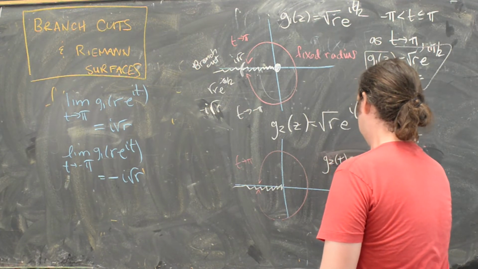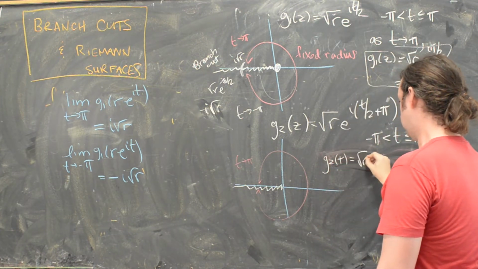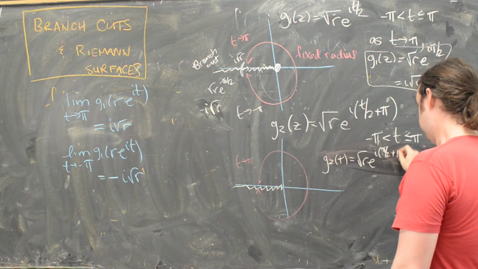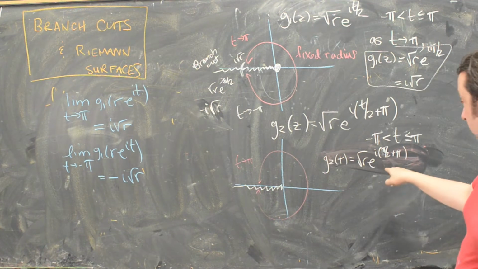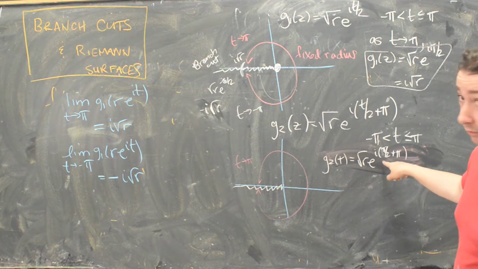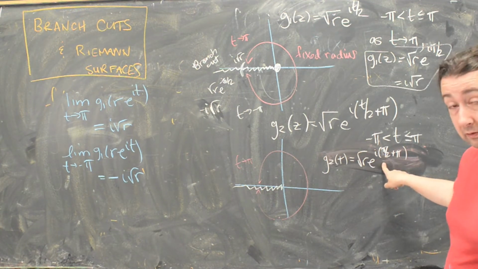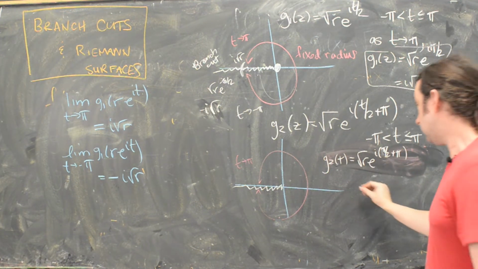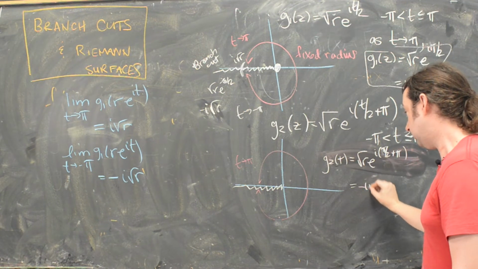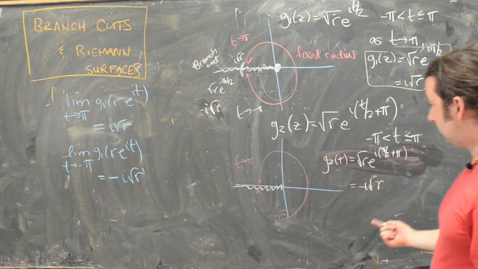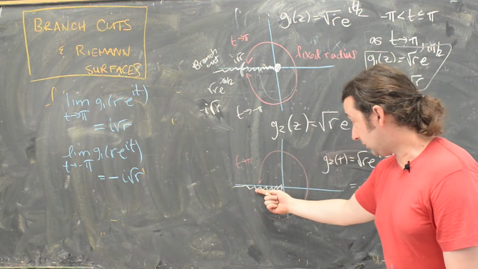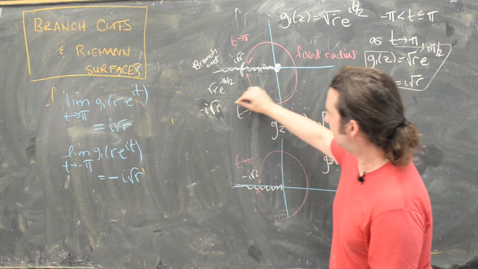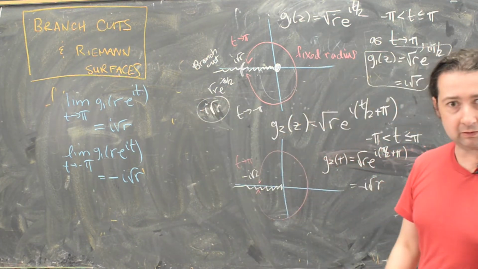g2 of t is root r e to the i (pi over 2 plus pi). And pi over 2 plus pi is 3 pi over 2. 3 pi over 2 corresponds to the point of the unit circle pointing down, which has coordinates 0, minus i. So this is minus i root r. So as we approach the branch cut from the top, we have minus i root r. And that looks familiar because that looks like how we approach from the bottom of the other function.